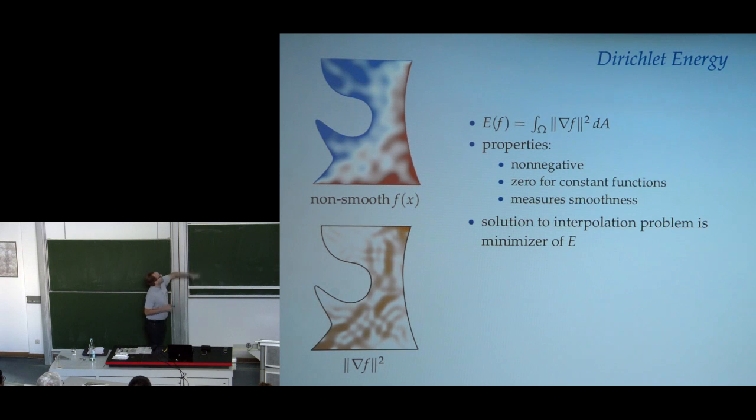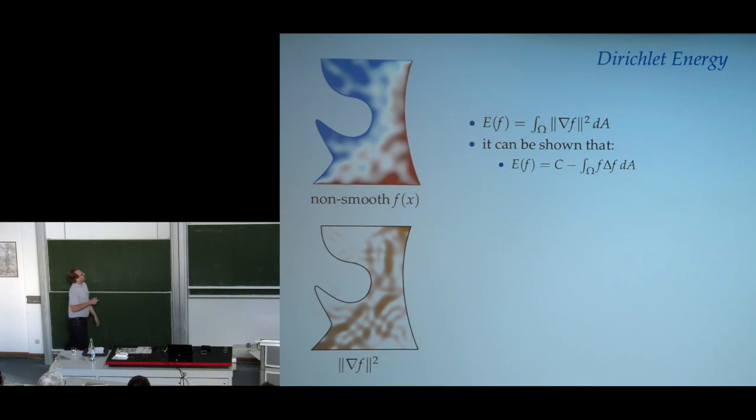Okay, so now I'm just going to say that the solution to my problem of interpolating f is going to be whatever minimizes the Dirichlet energy. How do we find this? Well, you can take a look at the Dirichlet energy. You can do some integration by parts, and I'm not going to go through the math here. You can show that the Dirichlet energy can be written in this form here as the integral of the function f times this linear operator of the Laplacian applied to f.